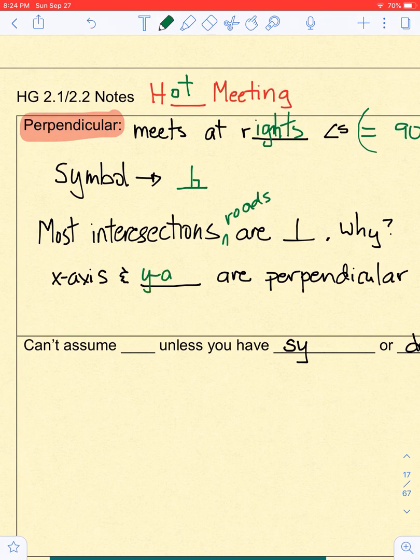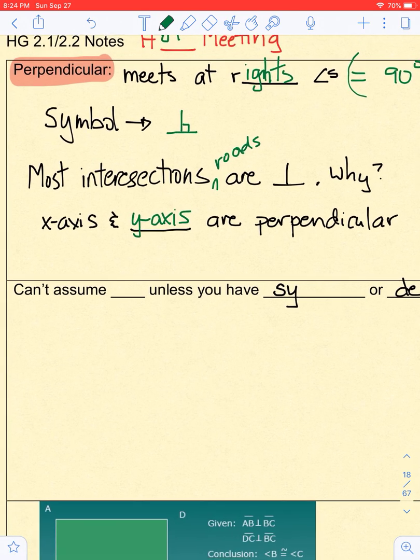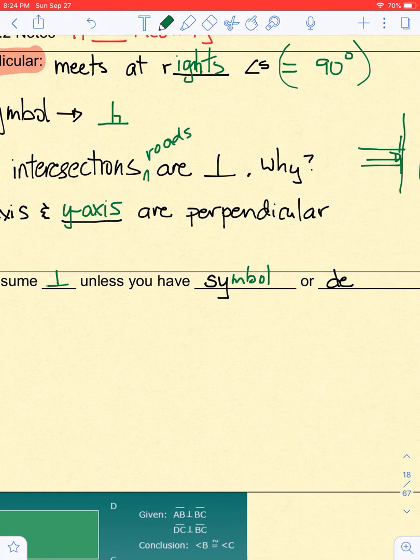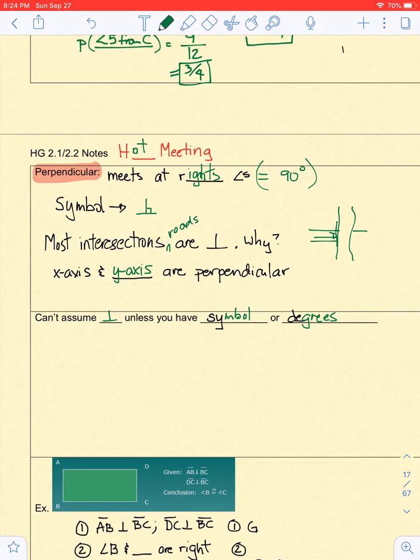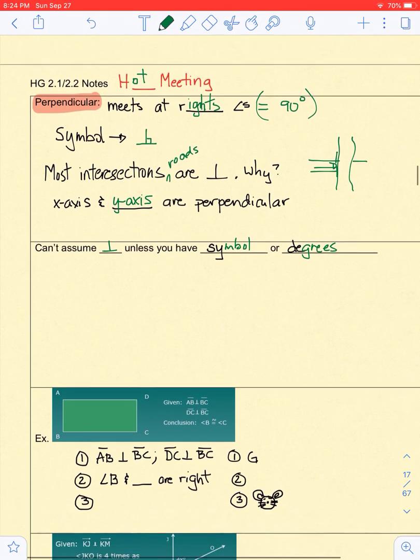One place that you'll see this a lot was in algebra class, because you had to draw x-axis and y-axis, and those are perpendicular. Now you can't assume perpendicularity unless you have the symbol or they tell you the degrees at that intersection. So be careful of that. They might look perpendicular, but do not assume.